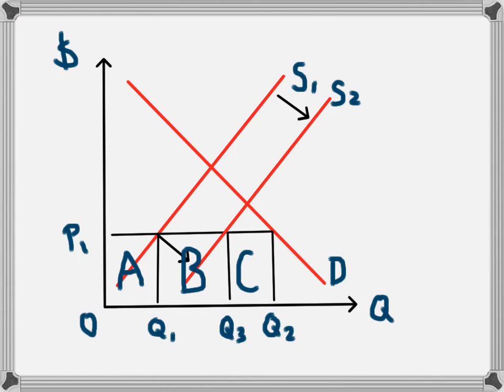A subsidy is a payment made to domestic industries to help them to produce more. In this diagram, the effect of the subsidy is to increase domestic supply from S1 to S2. As a result, domestic production increases from 0Q1 to 0Q3. Domestic revenue, which used to be at A, increases to A plus B.